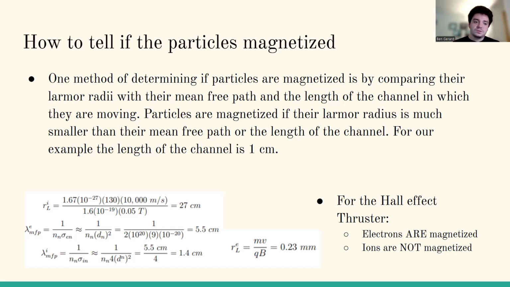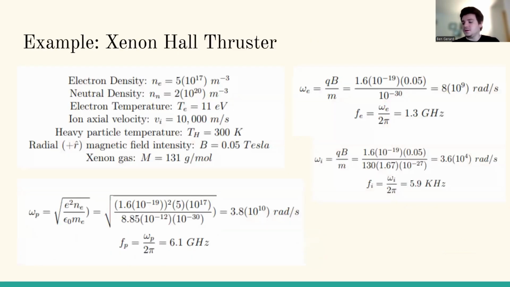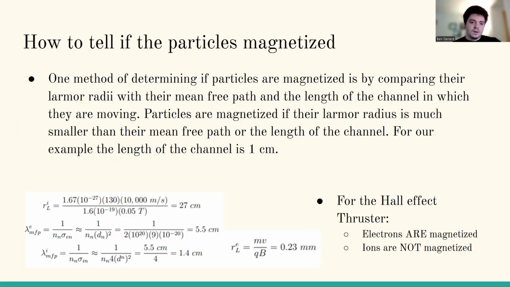For our example, let's set the length of the channel to be around 1 centimeter. Using the properties from earlier, we find that the electrons of this Hall effect thruster are magnetized while the ions are not. And because of this, the electrons will get trapped or confined in the magnetic field, while the ions, not being magnetized, will freely move out the end of the channel.